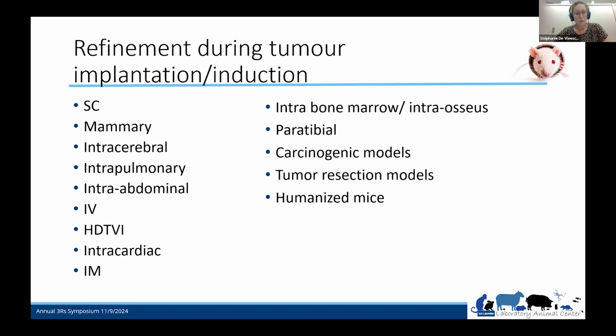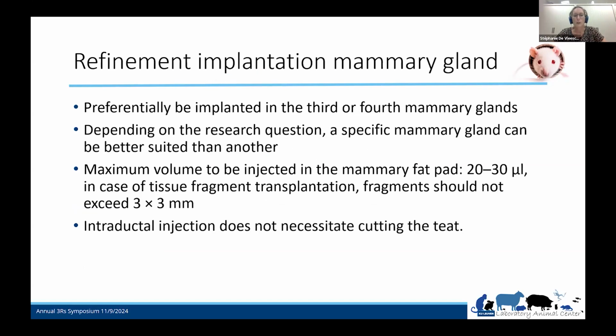So we have given guidelines to refine tumor implantation or induction of subcutaneous tumors, mammary tumors, intracerebral injections, intrapulmonary, intraabdominal, IV, hydrodynamic tail vein injection, intracardiac, intramuscular, intrabone marrow, paratibial, but also the carcinogenic models, tumor resection models, and humanized mice. And I'm going to give you the example of the mammary gland.